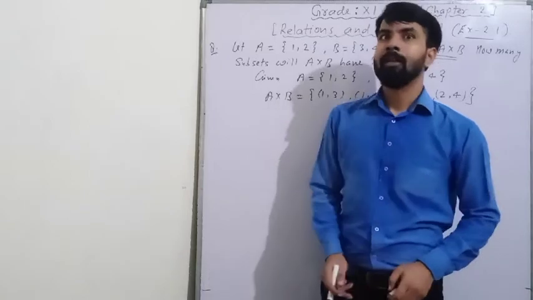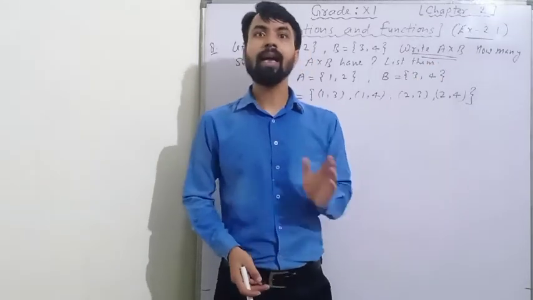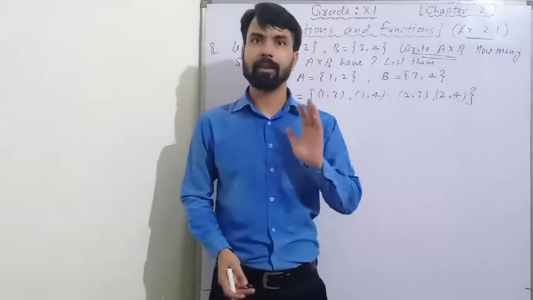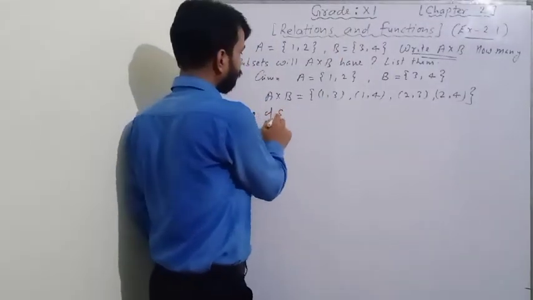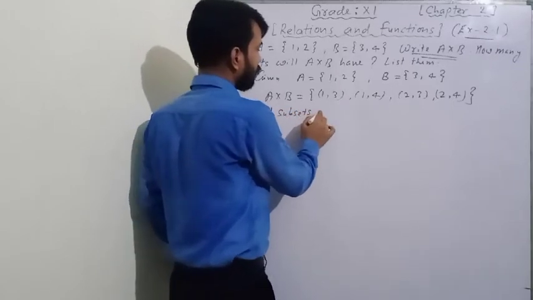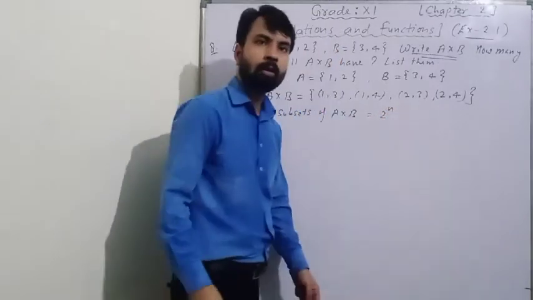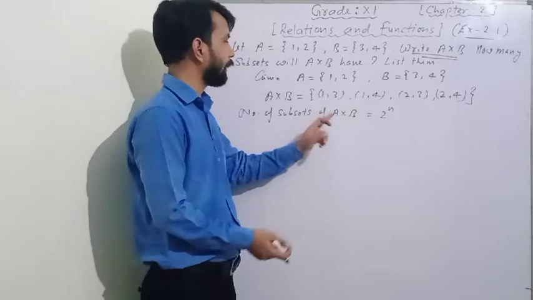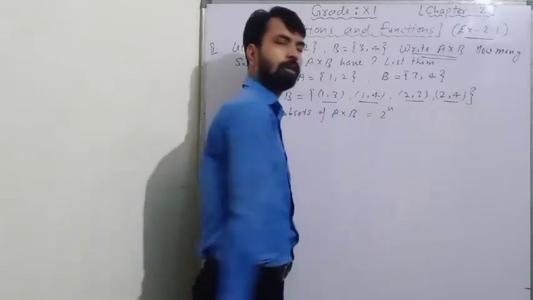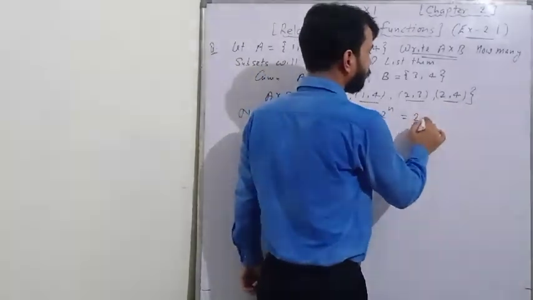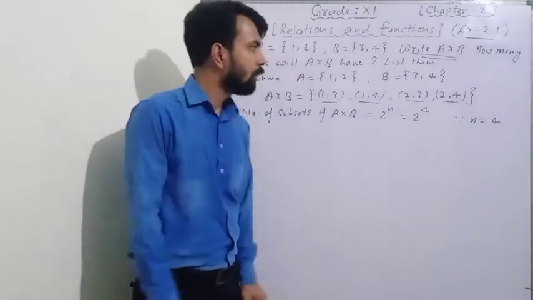Yes, you are correct. The number of subsets of any set is 2 to the power n, where n is the number of elements present in that particular set. Got it? So we have to find the number of subsets of A cross B, that is 2 to the power n, where n is the number of elements in A cross B. In A cross B, how many elements are there? 1, 2, 3 and 4. So we will have to write 2 to the power 4, since n equals 4. Clear?